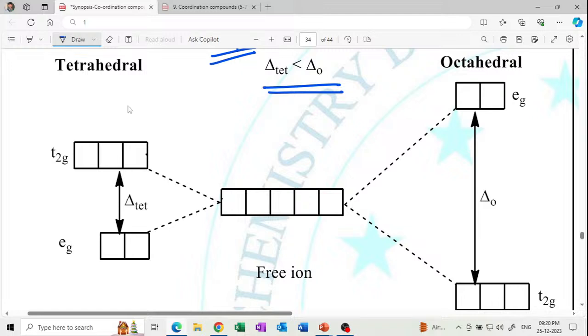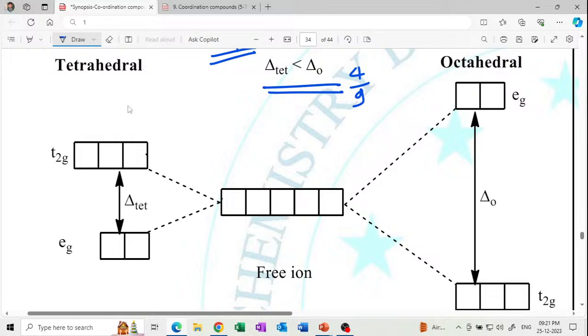Tetrahedral मध्ये काय करायचं? टेट्राहेड्रल मध्ये T2G वर लिहायचे आणि ऑक्टाहेड्रल मध्ये T2G डाऊन लिहायचे. Get it? So this is the free state, free ion, and in the form of complex what to do? Okay, delta tetrahedral and this is the octahedral. So how much will the energy be? 4/9. So this is 4/9 higher. So this is more stable. Octahedral complex is more stable as compared to tetrahedral complexes.